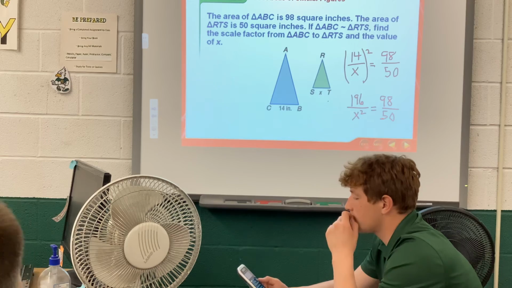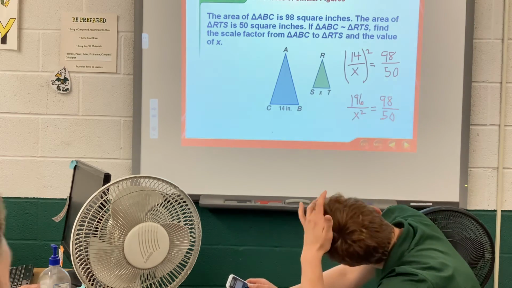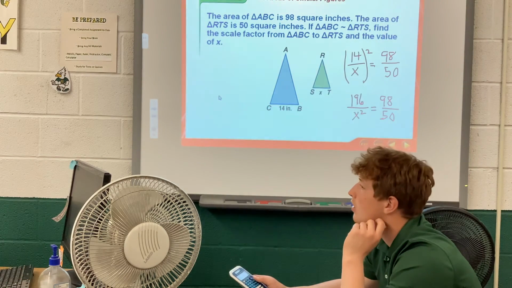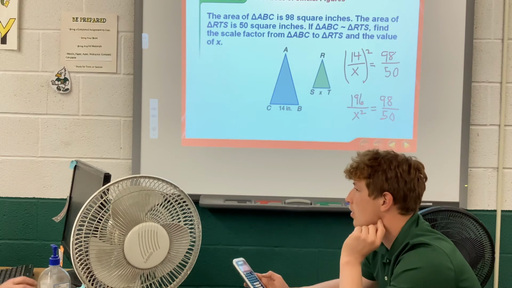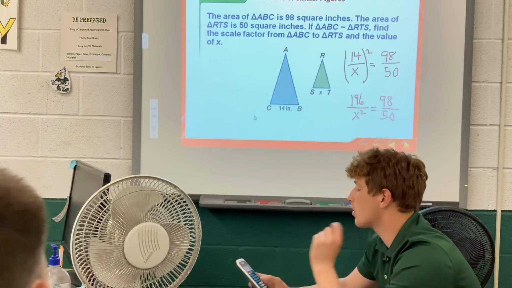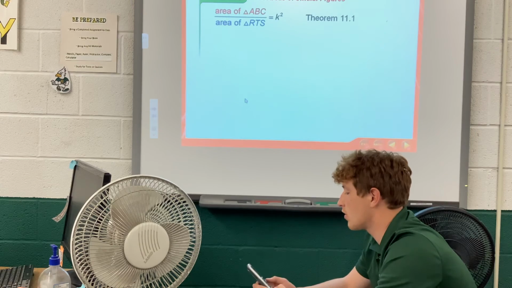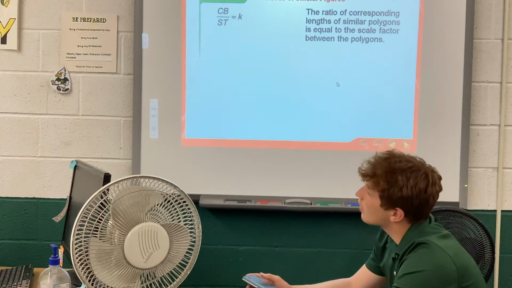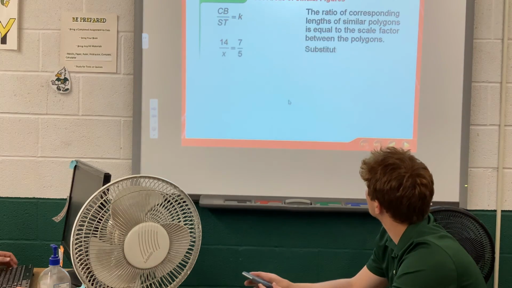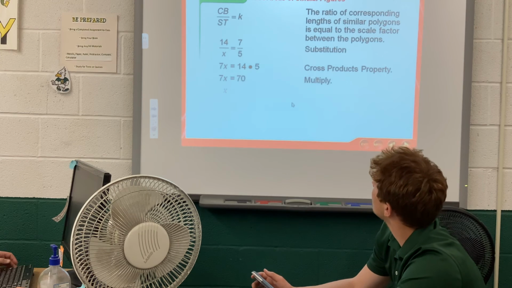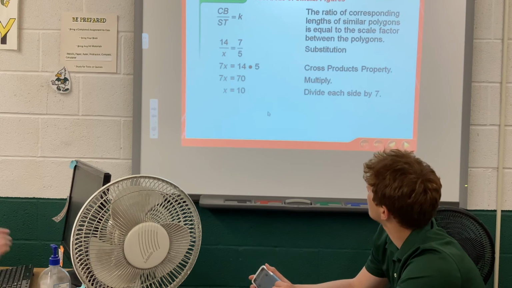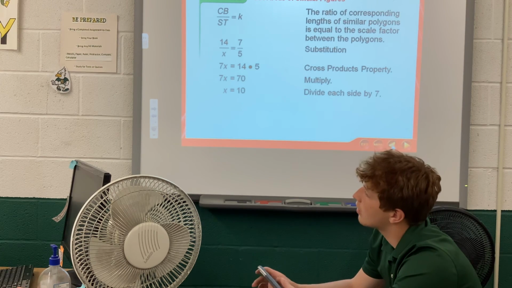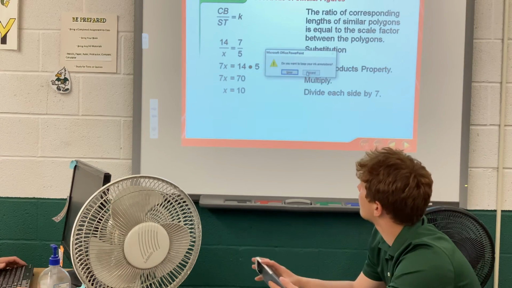19.6. I got 10. I got 10 too. If we're supposed to do 50 times 196, get 9,800. Divide by 98, get 100. Take the square root. Ah, there it is. So we all got 10 now? Yeah. Okay. They got 7/5. Oh, they reduced the fraction. Yeah, there it is. So we just did that from the beginning, right?